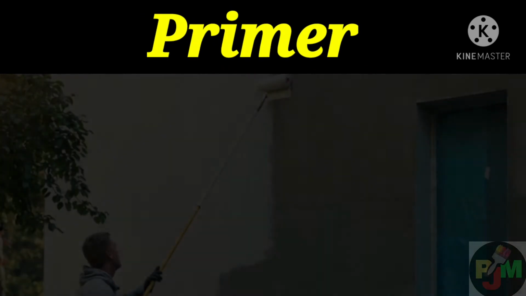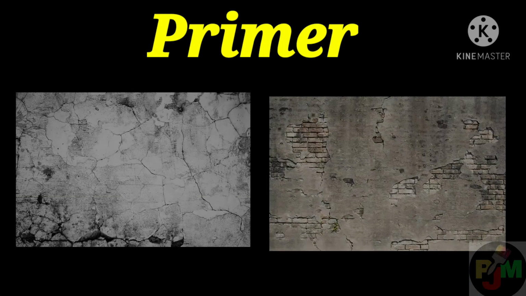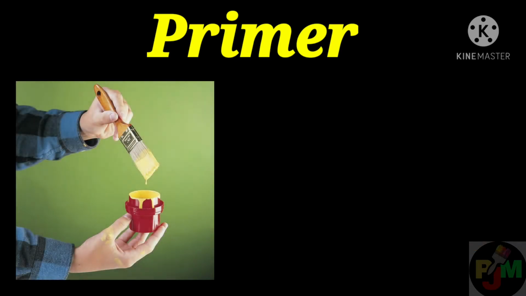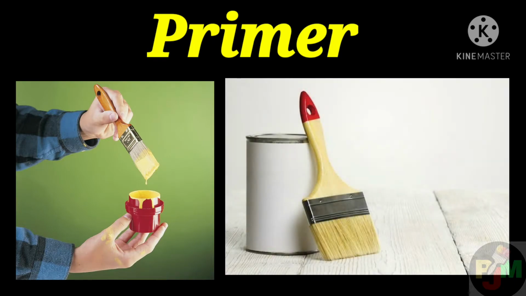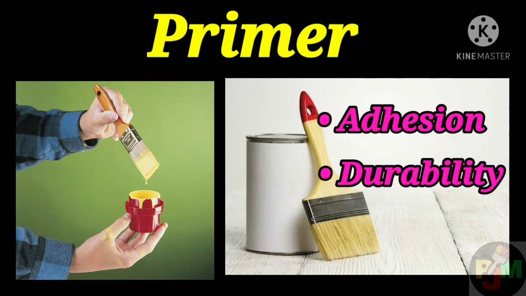Primers. A primer coat is the first layer of the paint system. Primer coats are applied to hide the imperfections of the bare surface. It creates a smooth uniform substrate for further coats of paint system, and enhances adhesion and overall durability of the paint system.